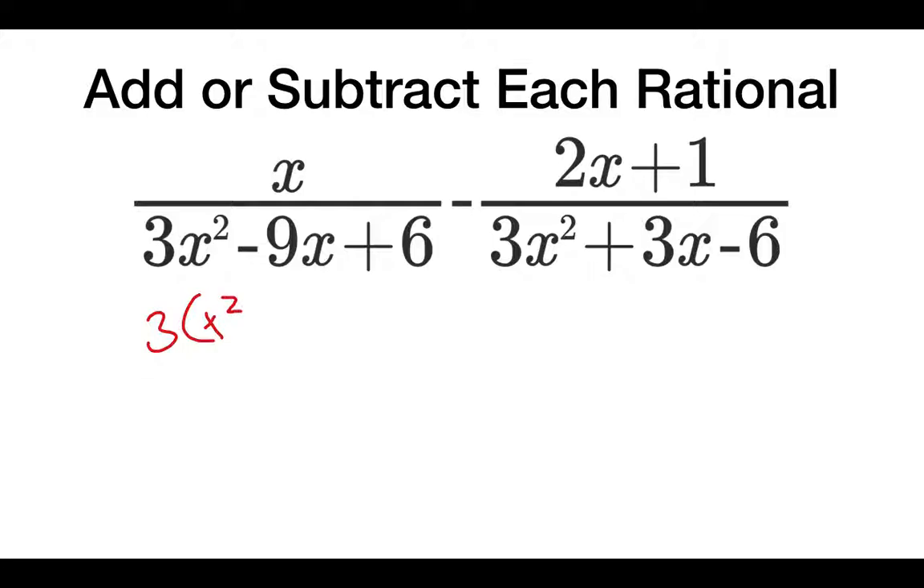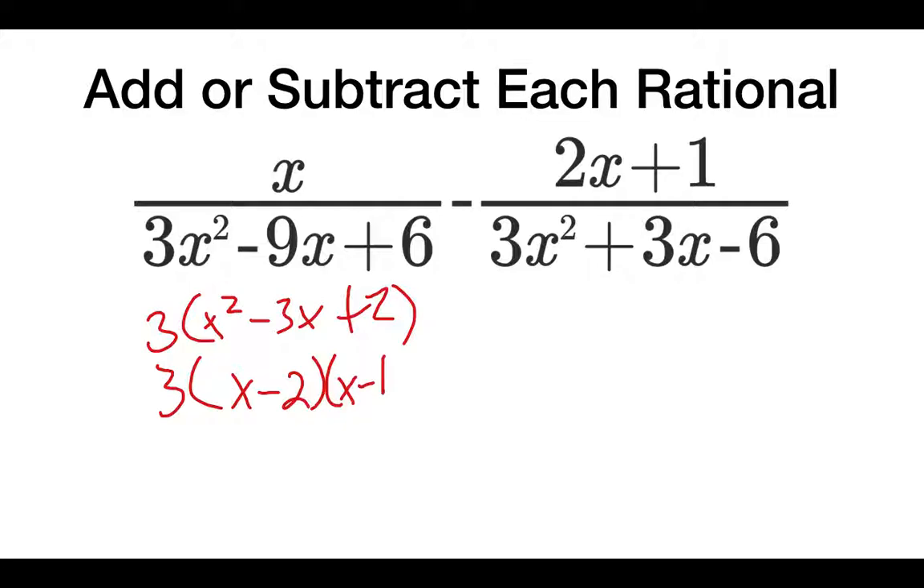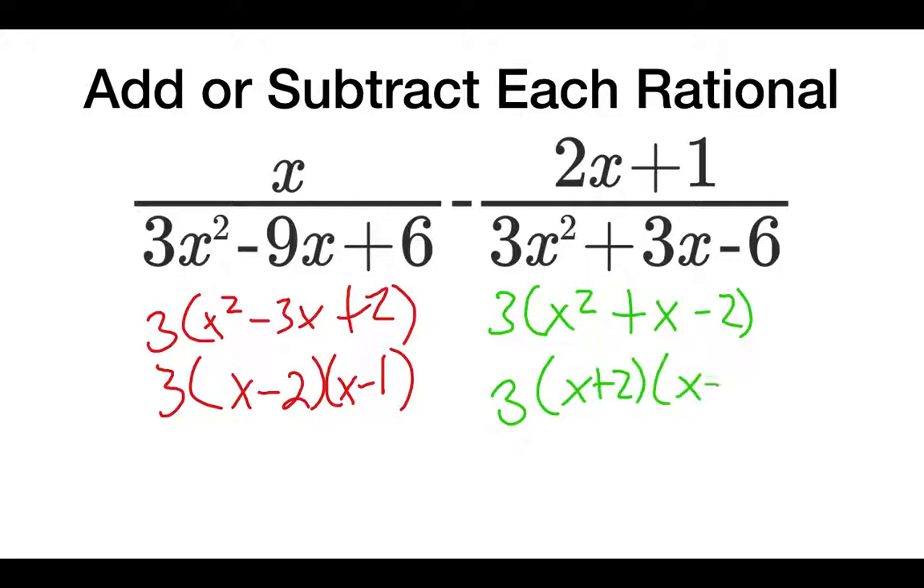So this is really 3 times (x squared minus 3x plus 2), meaning 3 times (x minus 2) times (x minus 1). Now, let's try another one. So this, once again, we have a common denominator, in this case, of 3. So this becomes 3 times (x squared plus x minus 2), meaning 3 times (x plus 2) times (x minus 1).